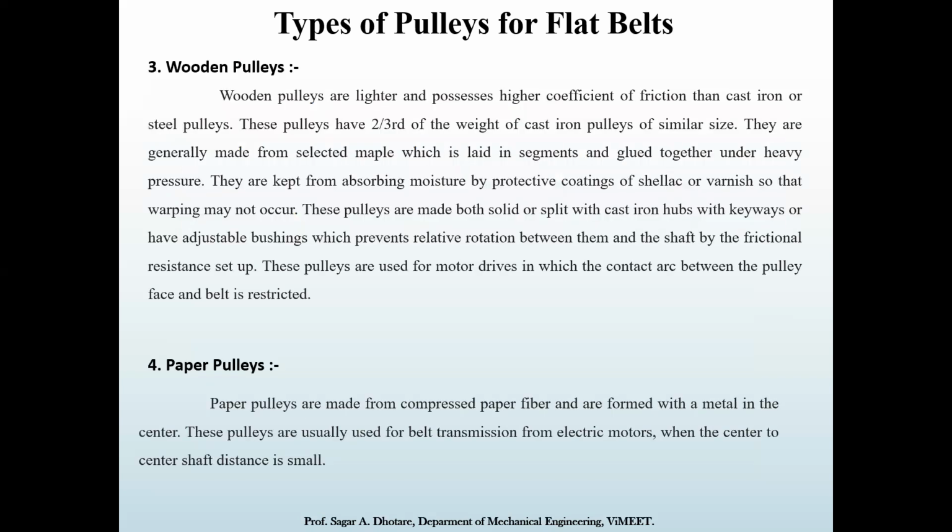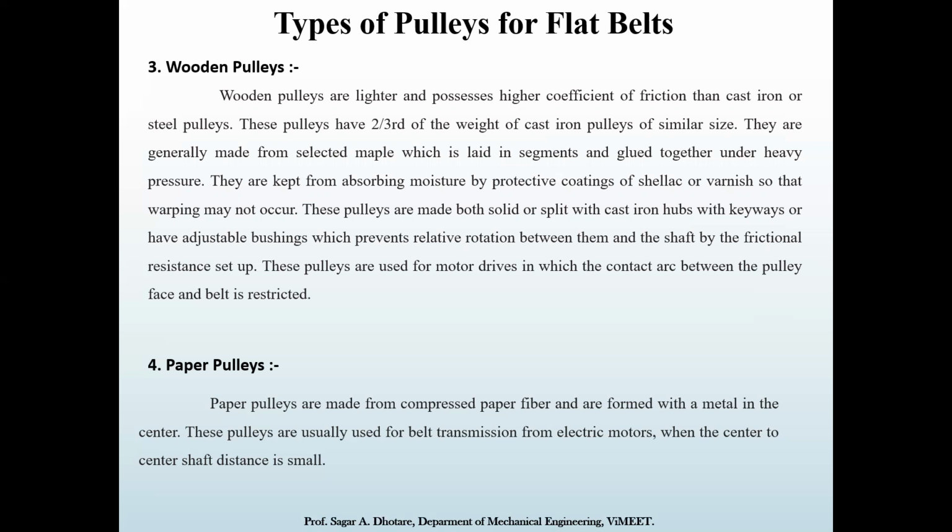Then the wooden pulley. Wooden pulleys are very light and possess a higher coefficient of friction than the cast iron or steel pulley. This pulley has two-thirds the weight of a cast iron pulley of similar size. They are generally made from selected maple, which is laid in segments and glued together under heavy pressure. They are kept from absorbing moisture by protective coating of shellac and varnish so that warping may not occur.